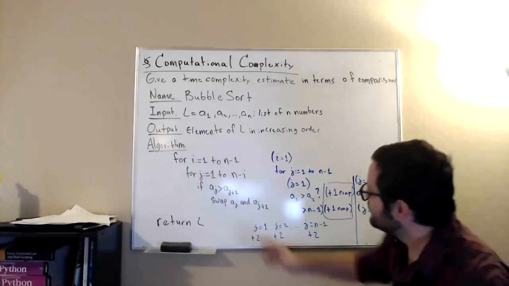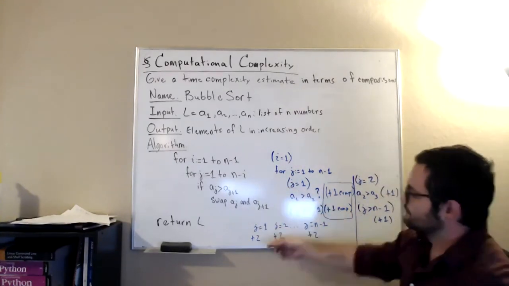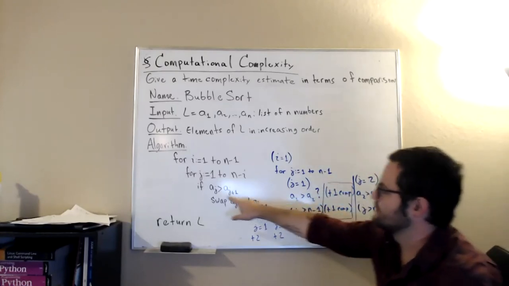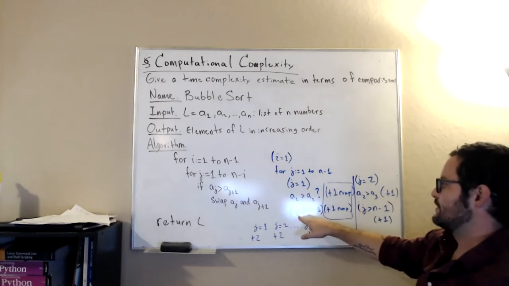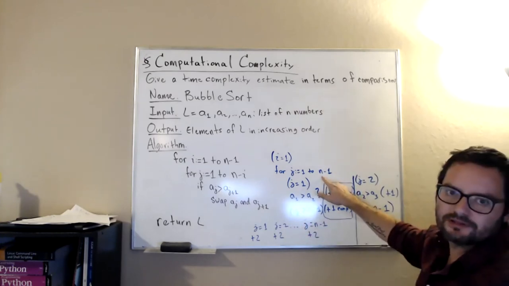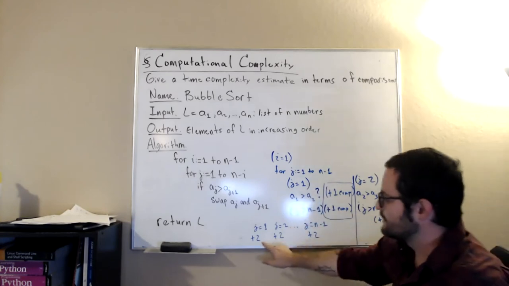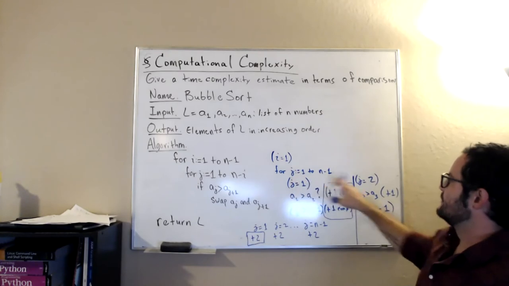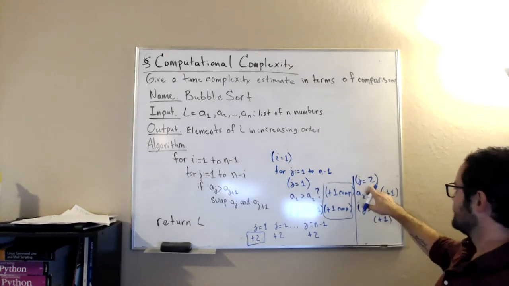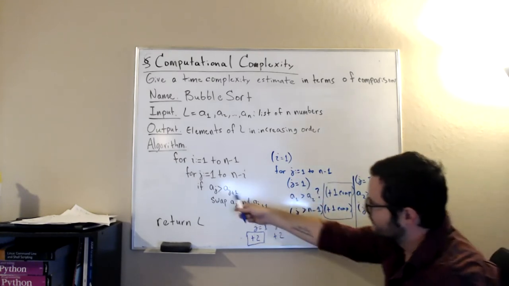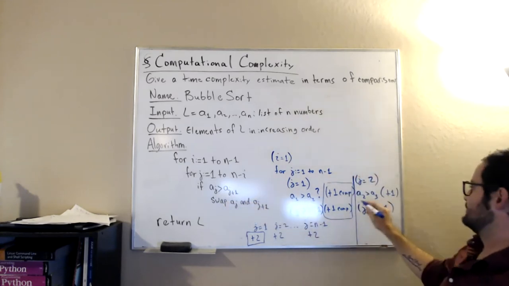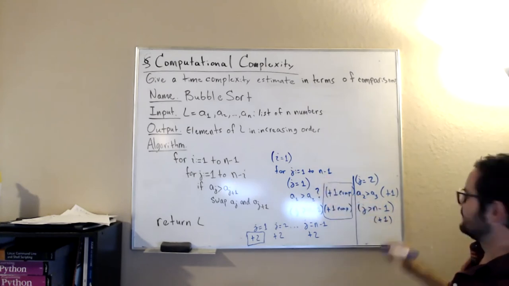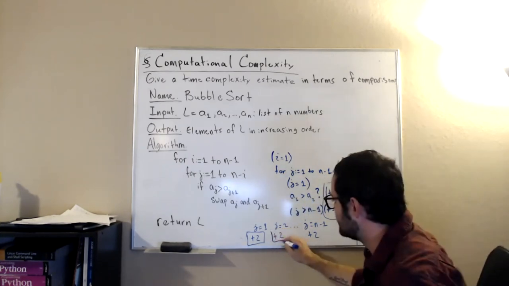Well, think about it like this. When j is equal to 1, we already have two comparisons that have been made, right? We check to see if that's true, and then we check to see if j is greater than the end of our for loop, right? So we already have two here, and then we increment j to be 2. And we check, again, this Boolean comparison, and then we check to see if j is greater than or equal to the end of the for loop. So we have, again, plus 2.